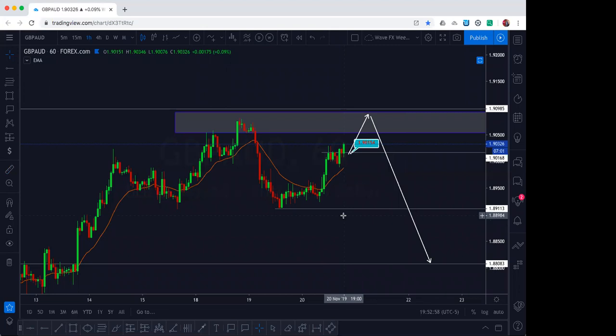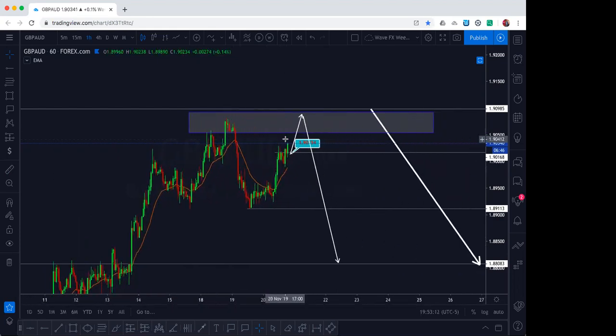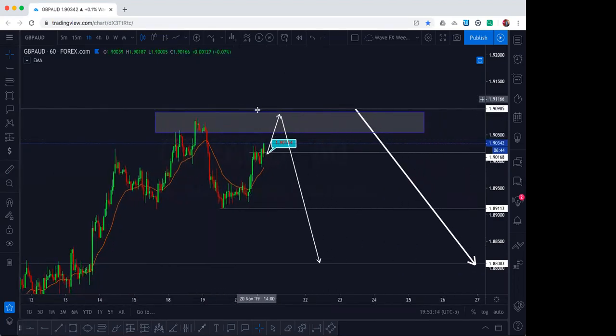But the overall movement out of Pound Aussie is bearish, but wait for the market to approach this overall resistance area. Daily highs, look for that level to be tagged, and then from there you assess the market based on the price action to execute your position short. So that's what you should be looking at out of the market.